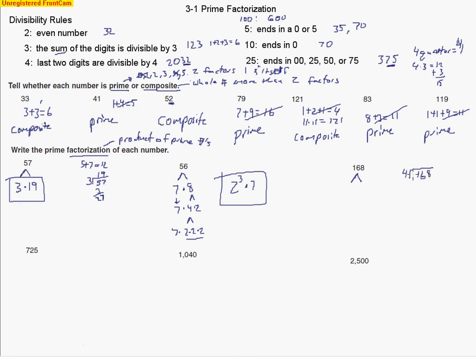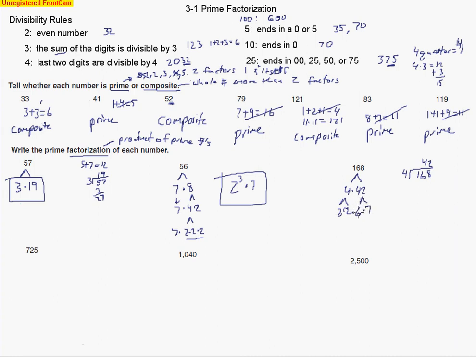And so I do the division. 4 goes into 16 4 times. 4 goes into 8 2 times. So 4 times 42 makes 168. So I'm going to break those numbers down. 2 times 2 makes 4. And I break the 42 down, and that's going to be 6 times 7.